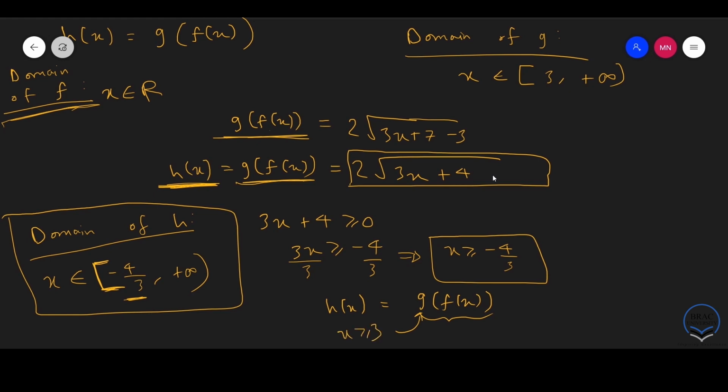Now we know that the domain of g is x is greater than or equal to 3. So when x is larger than or equal to minus 4 by 3, f of x will be greater than or equal to 3. Meaning when we input this f of x into our function g, we're satisfying our domain. We're satisfying this restriction basically, right? So when we're inputting our value of x, which happens to be greater than or equal to minus 4 by 3, into our function f, we get an output f of x which is greater than or equal to 3, which allows h of x to be defined.